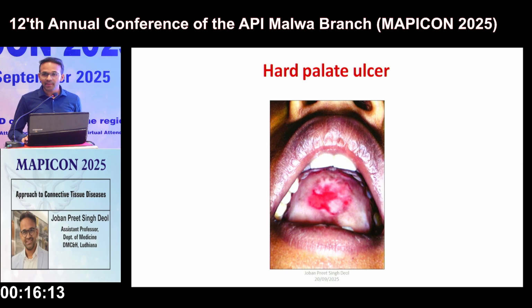And this is the hard palate ulcer I was talking about. This is classically a painless ulcer. It looks very formidable, but it is painless. The patient only complains of pain when he tends to swallow something, when he tends to take meals. Otherwise, it doesn't cause pain. So this is the classical site of oral ulcer in lupus patients.